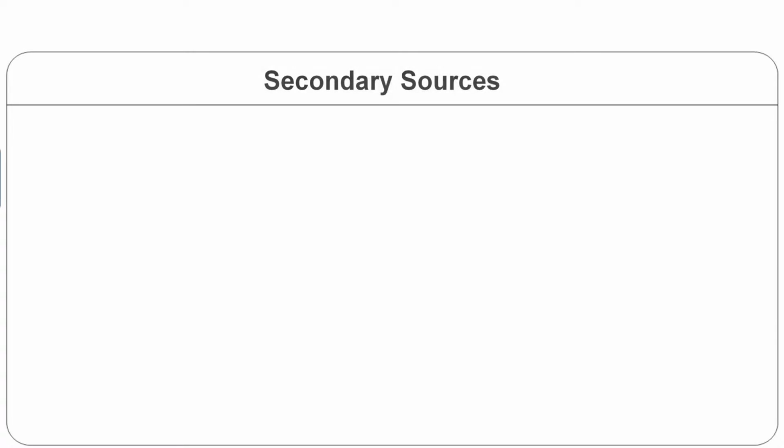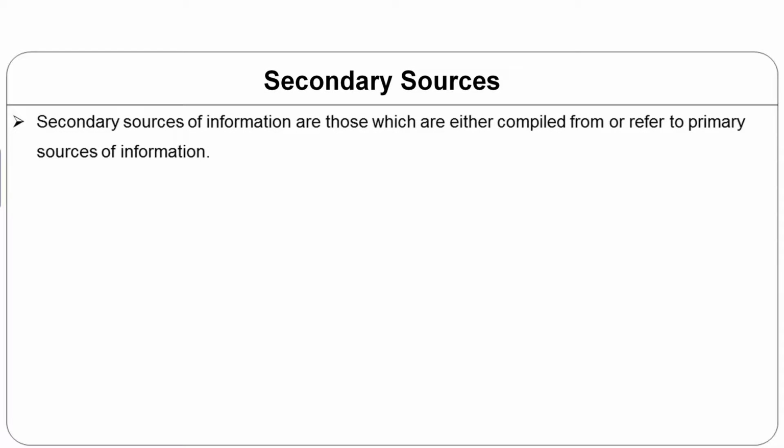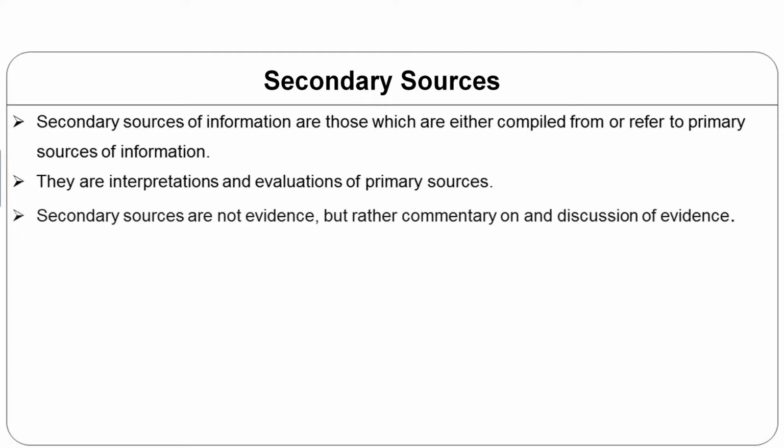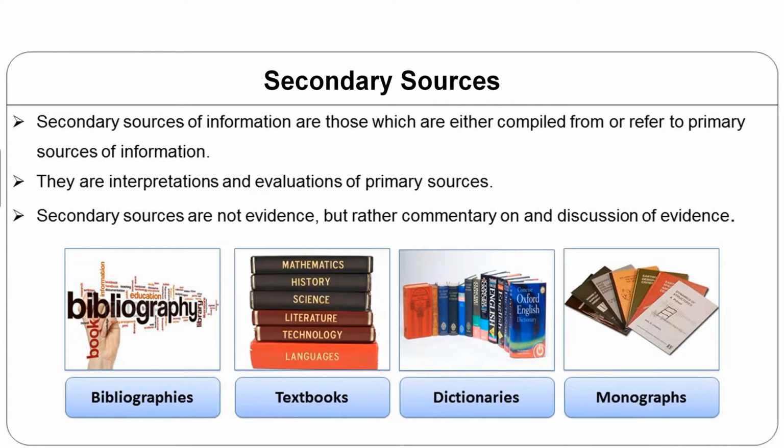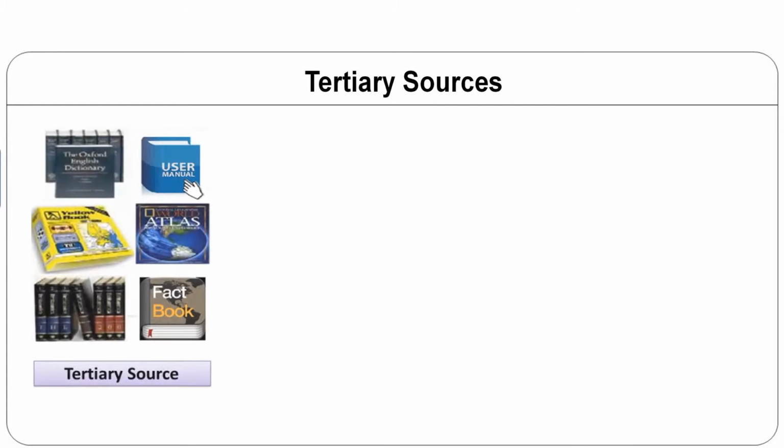Secondary sources. Secondary sources of information are those which are either compiled from or refer to primary sources of information. They are interpretations and evaluations of primary sources. Secondary sources are not evidence, but they are commentary on and discussions of evidence. Some examples of secondary sources are bibliographies and bibliographical works, dictionaries, encyclopedias, though some encyclopedias can also be tertiary, then textbooks, monographs and such.